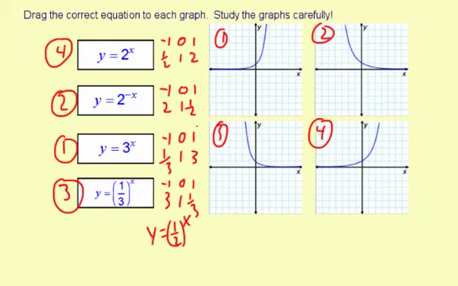So you can use the 3 inputs to determine the 3 important points that are on the graph, and by examining the graphs, you can determine which equation goes with which graph.